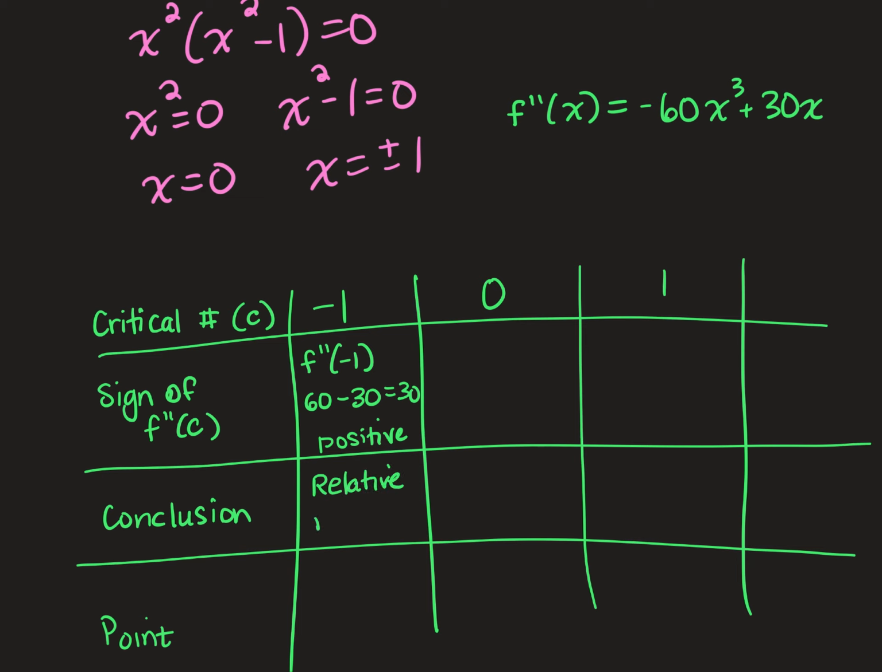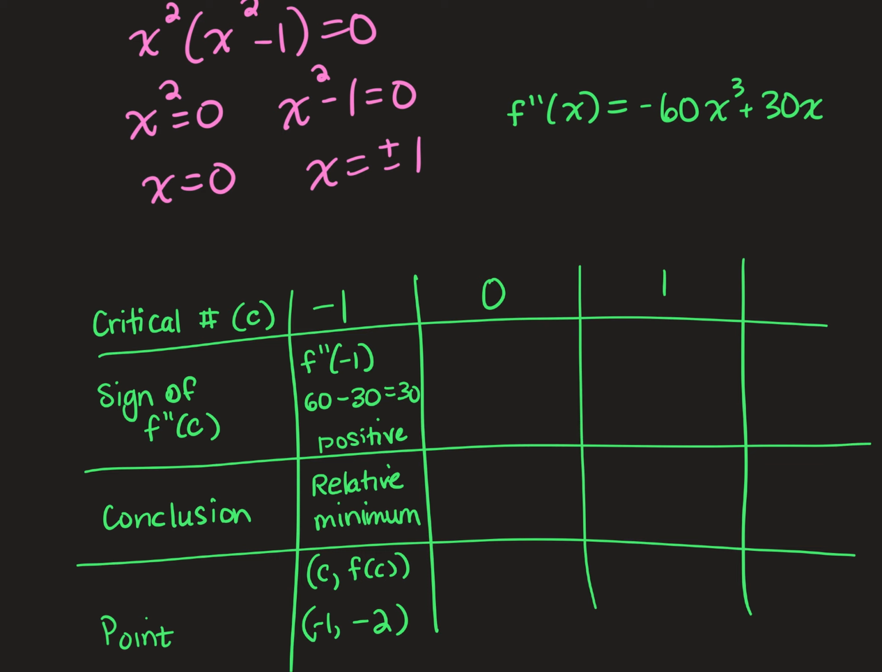So that's our conclusion. And then we'd want to find the point. So essentially I want to know what happens when we do f of c, so -1, comma, whatever we get when we plug it into our original function, which if you do that, I know you guys could do that, it would be -2.